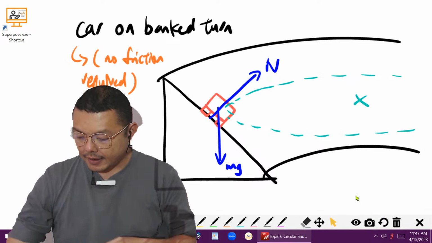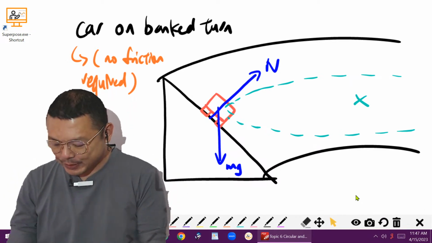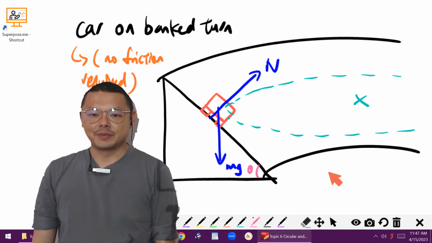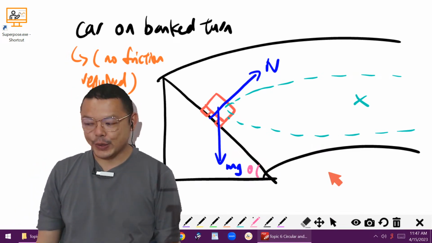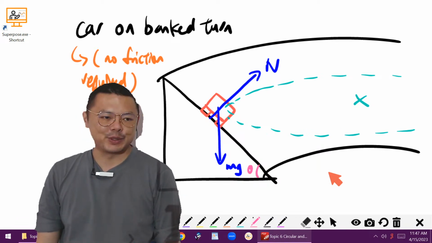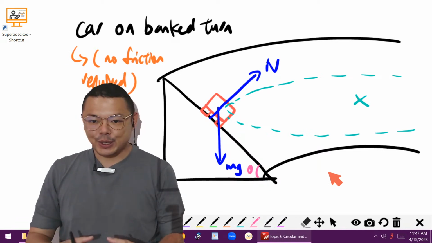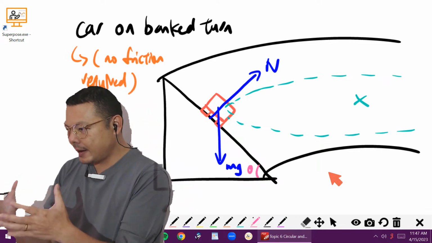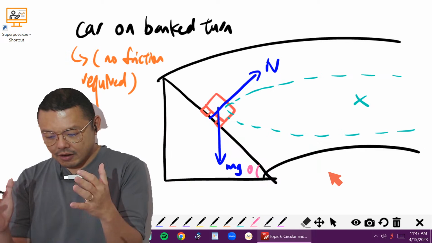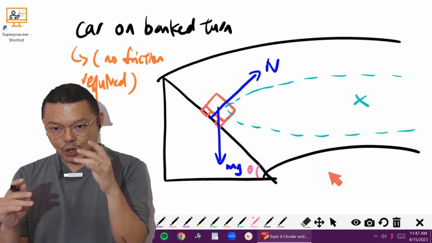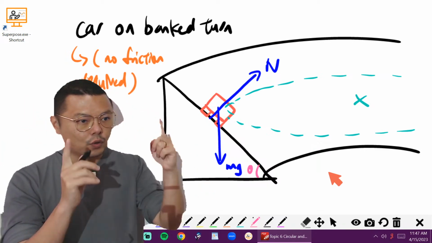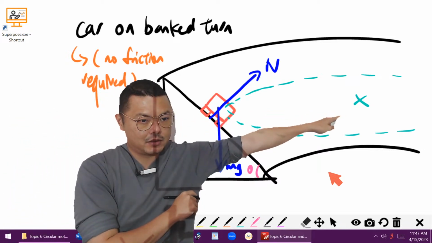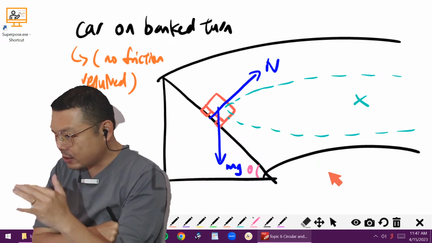Here's the next most important thing. Pay very close attention. What are you supposed to do here now? Resolve which one? No, you're not supposed to resolve mg. This is a very unique exception. When you see circular motion around a bank turn, you do what you can to find the resultant that points towards the center of the circle. You do whatever you can to point towards the center of the circle.